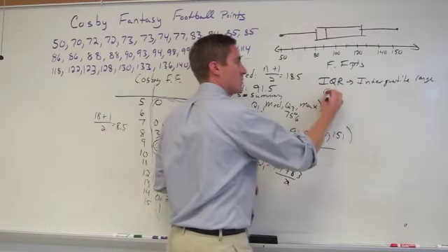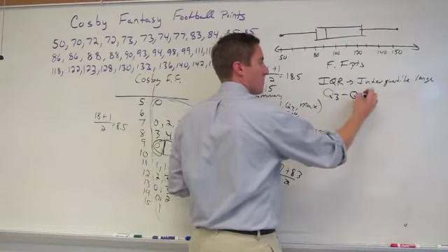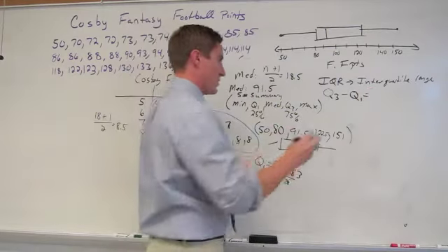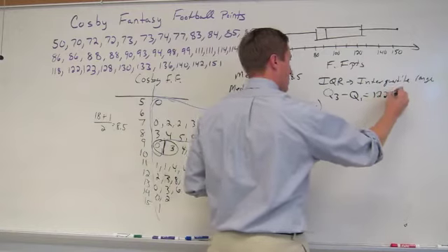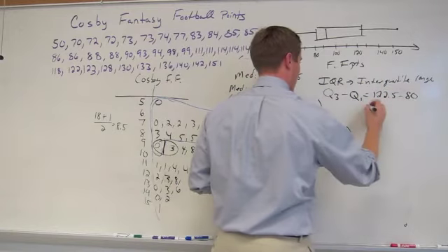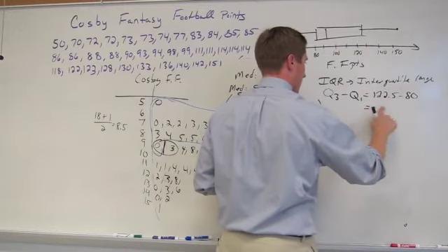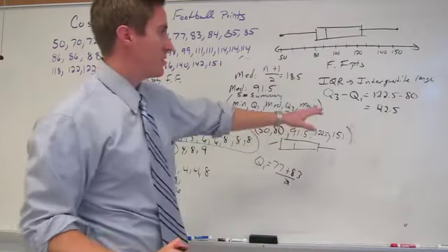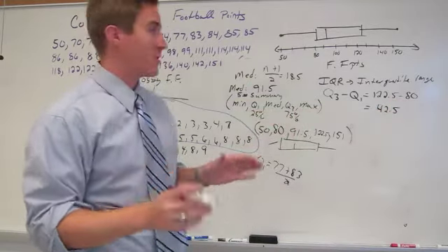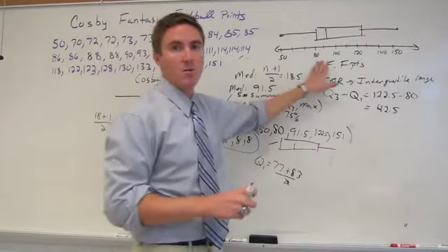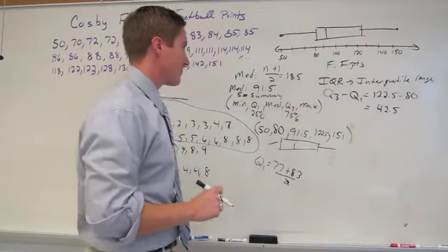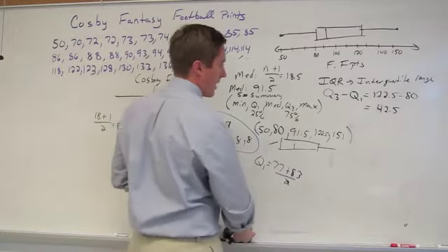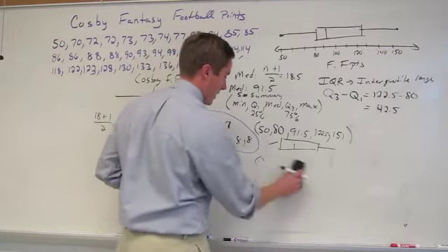How we find that is we take Q3 minus Q1, the middle 50%. In this case it would be 122.5 minus 80, and that's going to leave me with 42.5. So the amount of variation that we have here is 42.5 units for the typical fantasy football matchup. All right, so how does this tie in with outliers? What we want to look at now is how do we figure out what an outlier is?